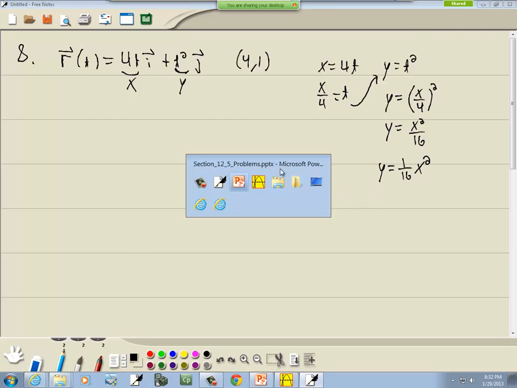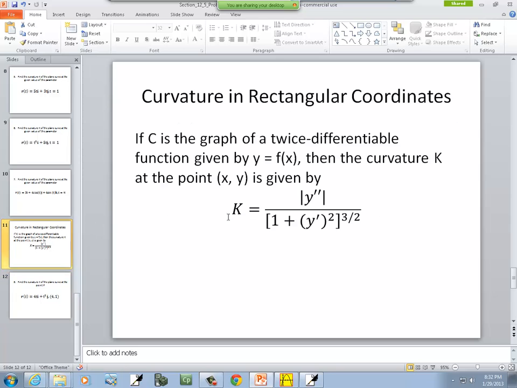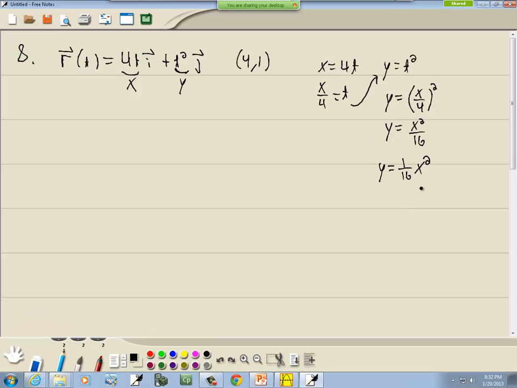Okay, now what do we need for our formula? We need y prime and y double prime. How easy is it to find the derivative of this? This is a piece of cake. Watch me screw it up. Take your power, put it up in front. So we've got 2/16 x, which is 1/8 x. And our second derivative, the derivative of 1/8 x, is 1/8.